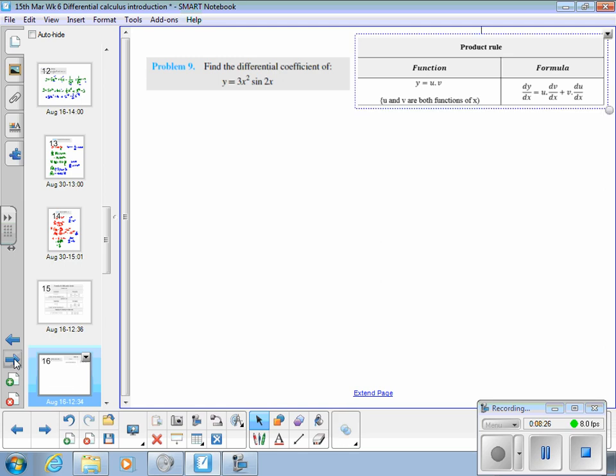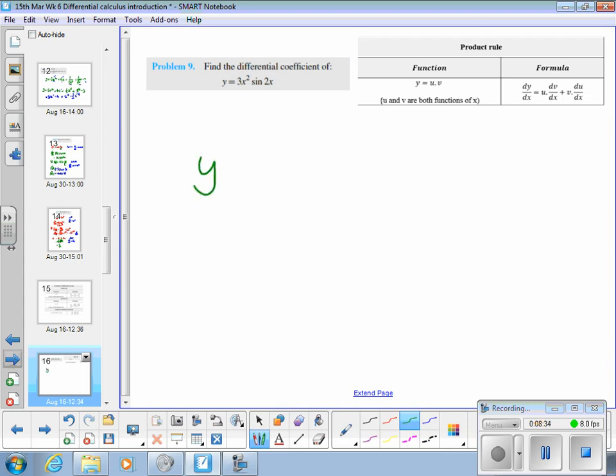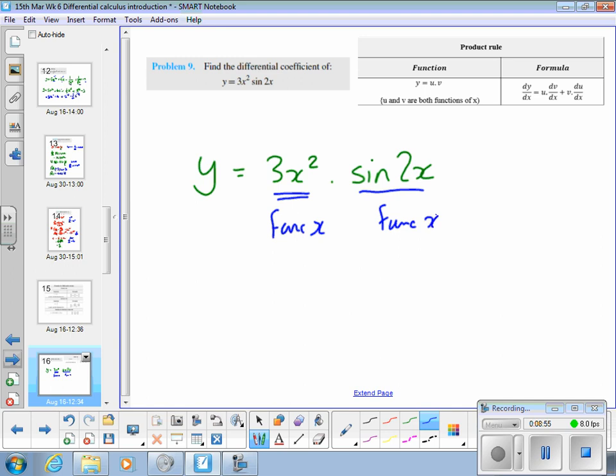So one involves the product rule. We're looking to find the differential of y is equal to 3x squared times sine 2x. So this is one function of x, and this is another function of x, and they're multiplied together. It's one times the other. Use product rule.